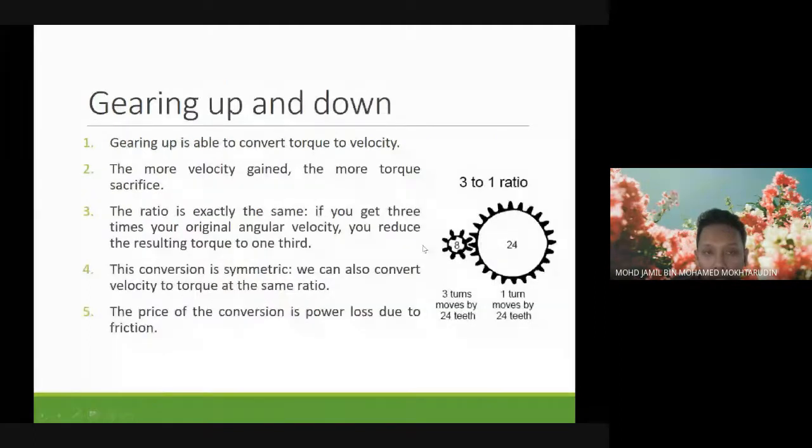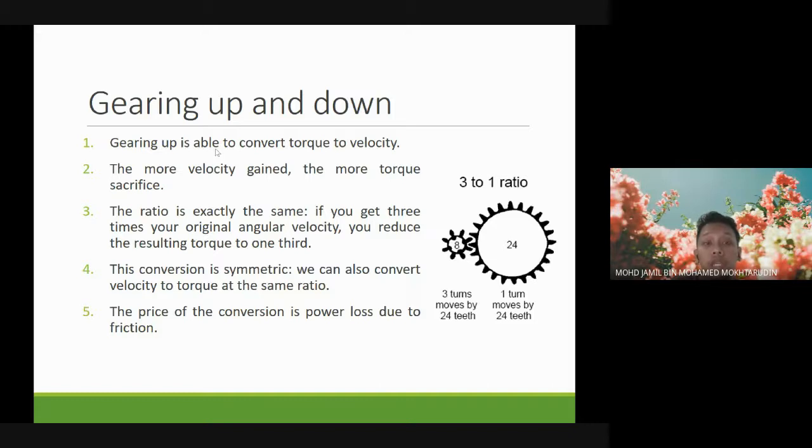Gears can convert torque to velocity, meaning that you can speed up a rotation by using gears. The common example is in your car. If you use a lower gear, like gear 1, your car will move slower, but the torque is higher. So usually you use gear 1 to climb a hill, but the speed will be lower. If you want to drive faster, you use gear 5, but the torque is low, so you cannot use gear 5 to climb a hill.